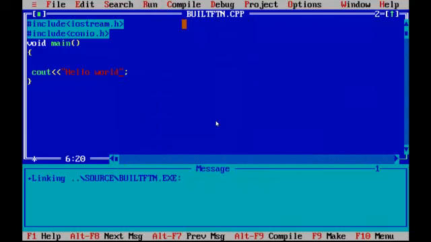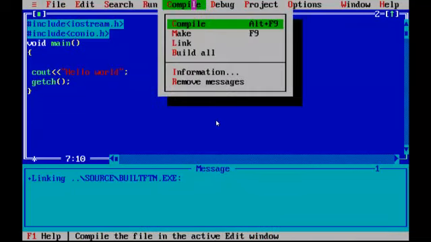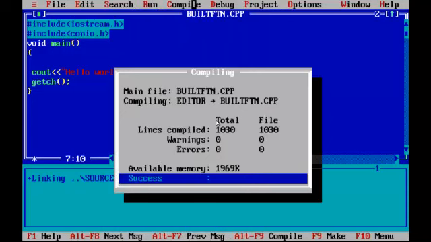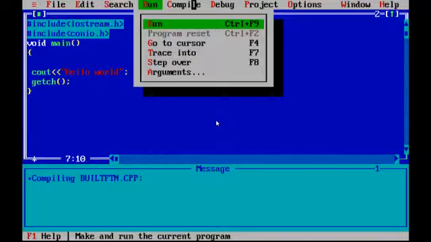Okay, I can't see the output, and I want to see the output file. I will be using the get ch. That's the built-in method, so that will hold the screen for me for a certain time. Compile, okay, and then alt run.